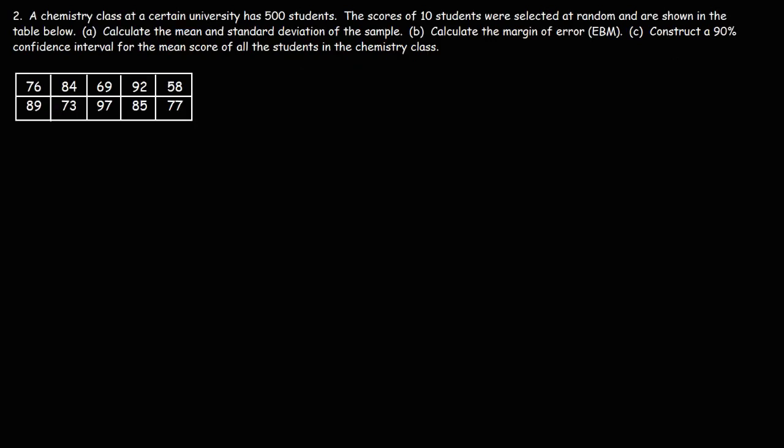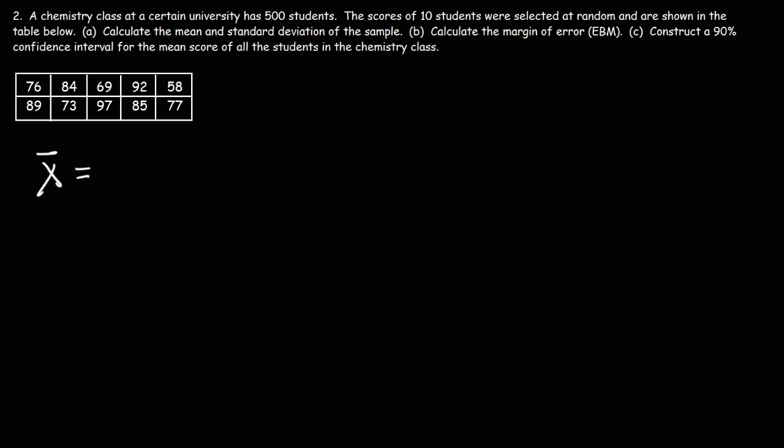Number 2, a chemistry class at a certain university has 500 students. The scores of 10 students were selected at random and are shown in the table below. Part A, calculate the mean and standard deviation of the sample. So let's start with that.